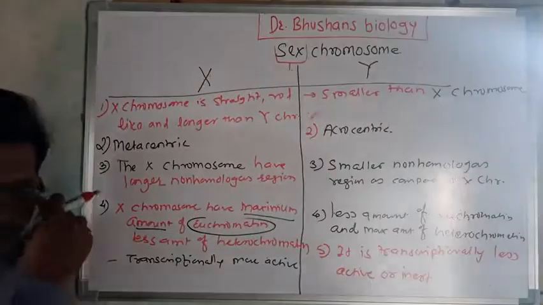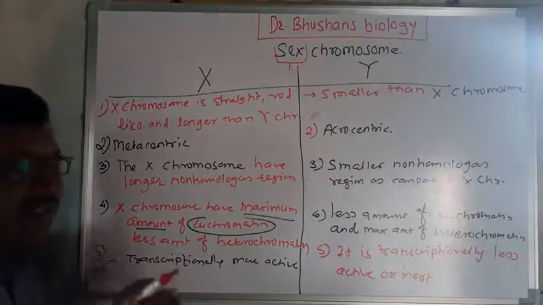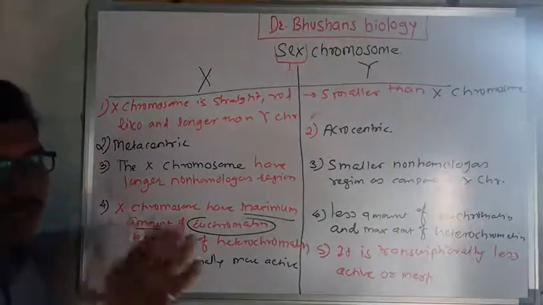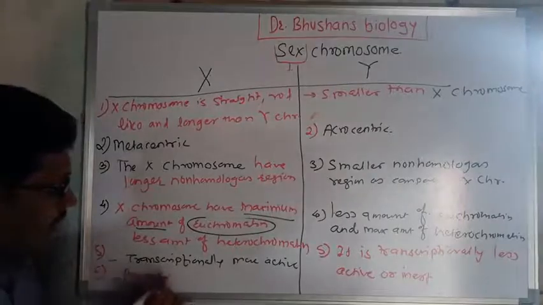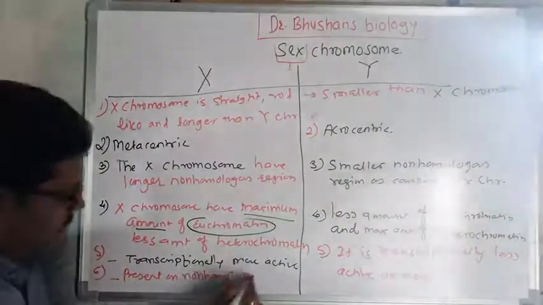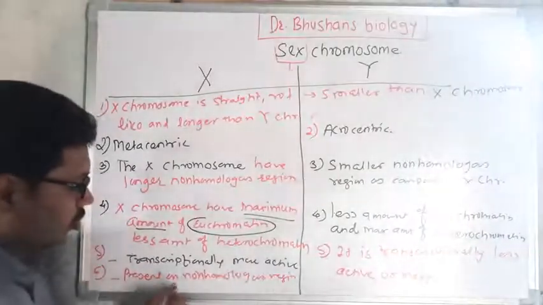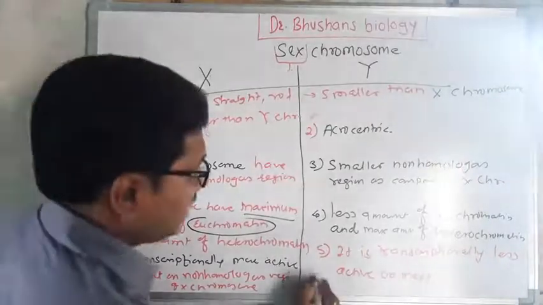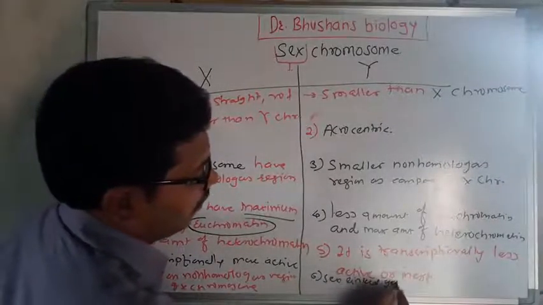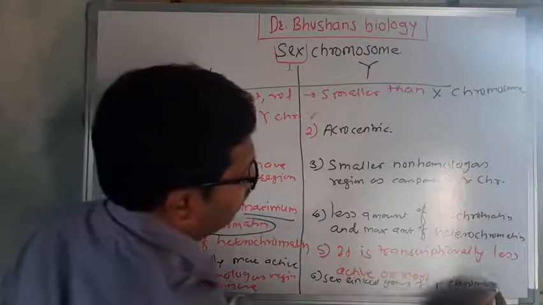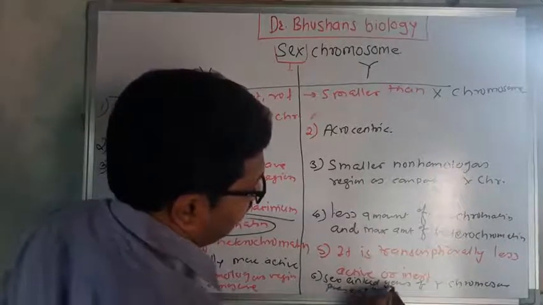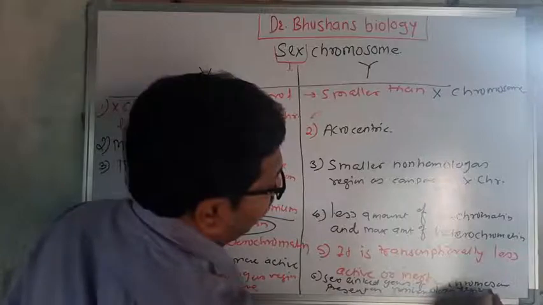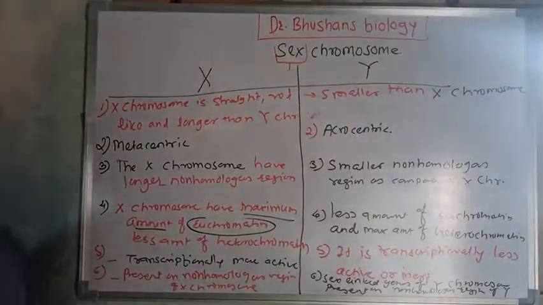Now, the next difference is where the sex linked genes are present. Sex linked genes of X chromosome are present on the non homologous region of X chromosome, and sex linked genes of Y chromosome are present on the non homologous region of Y chromosome. These are some 5 to 6 differences.